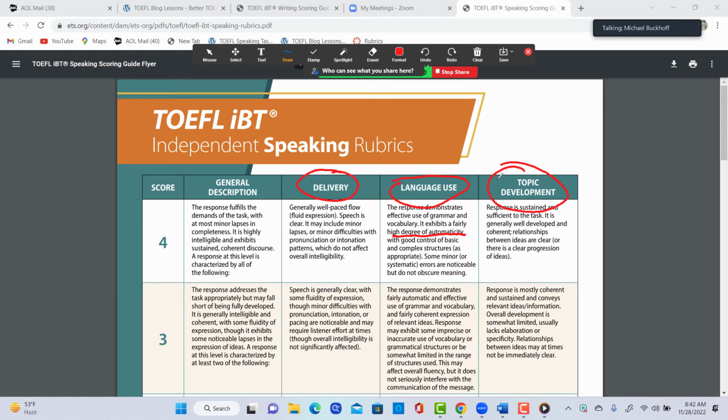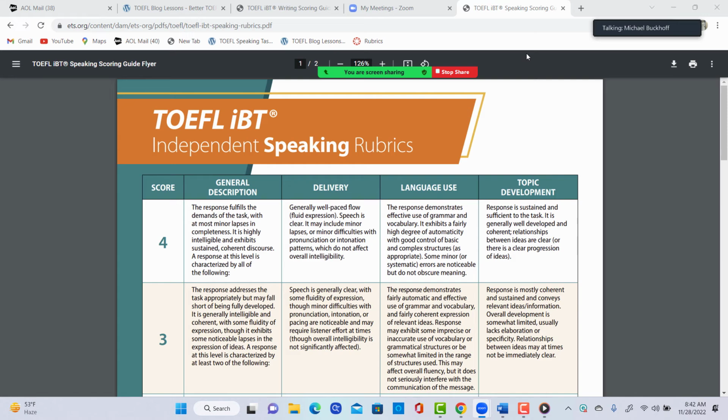And the most important thing here is you need to make sure that you have specific details, really clear details that help to explain the ideas that you're trying to put forth. If you make changes in those three areas, you definitely will improve your speaking score.